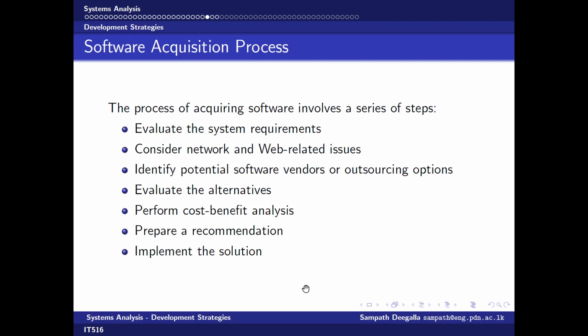But before we talk about all these three methods, let's look at the software acquisition process, right? The process has several steps. First one, you evaluate the system requirements. So usually we talk about technical requirements, non-technical requirements and so on. So we evaluate what the exact requirements are. Then consider the network and web related issues, and then identify potential software vendors or outsourcing options. You can think about what you are considering. And then you evaluate the alternatives.